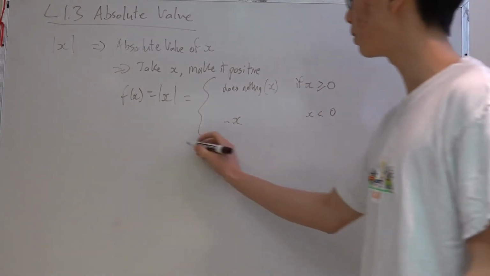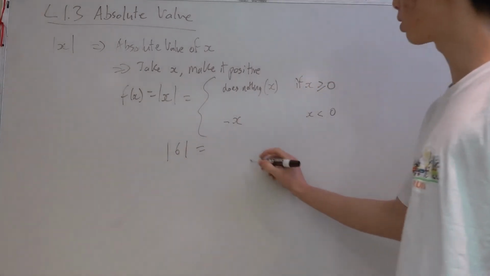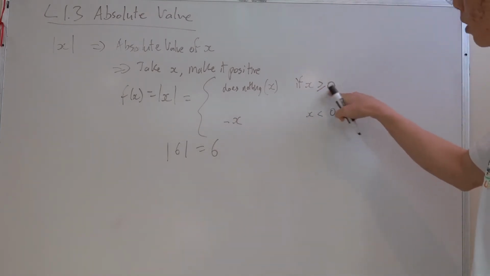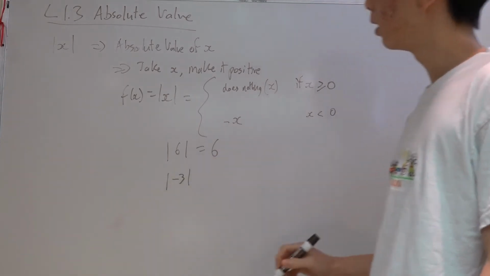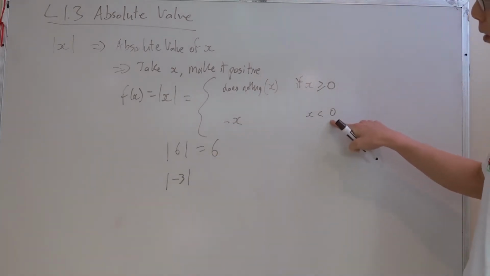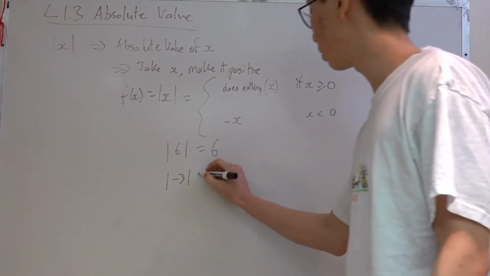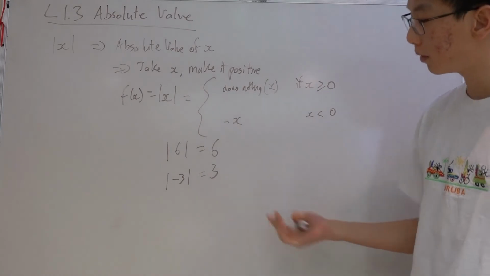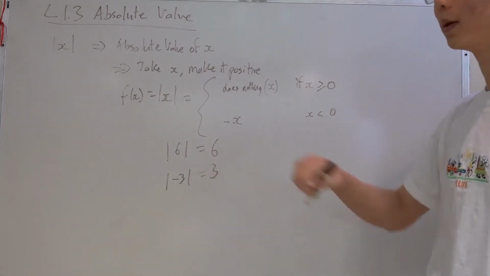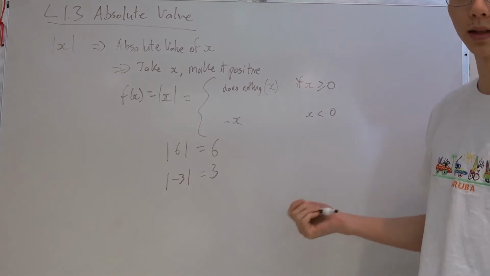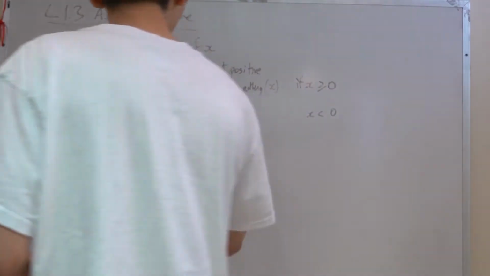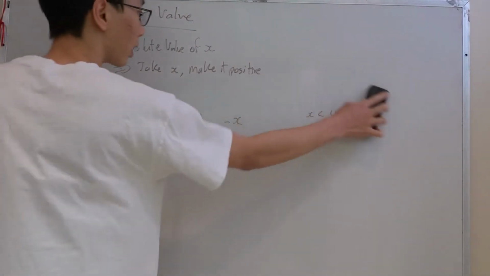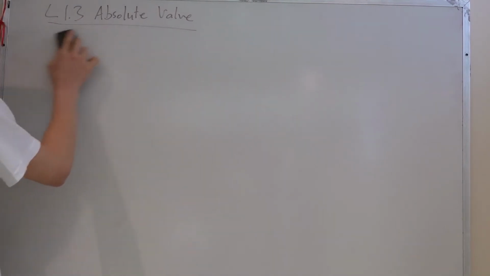So let's just do some quick examples. If I have absolute value of 6, that's obviously 6. 6 is greater than 0, so we do nothing. We just get x. If our input is negative 3, well, now negative 3 is less than 0, so we're going to take the negative of negative 3, and that gives you 3. So clearly, all the absolute value function does is it takes the number and spits it out. Okay? It ignores the sign. That's the easiest way to remember absolute value. Okay?